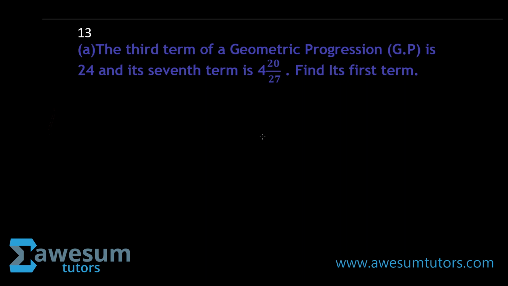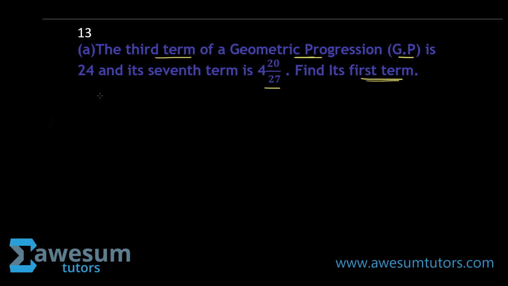Okay, now let's go back to this question. The question says the third term of a geometric progression, which we call GP, is 24, and its seventh term is 4 whole number 20 over 27. Find its first term. The first thing you want to realize here is that this is a geometric progression, or a GP. This is not an arithmetic progression but a geometric progression.